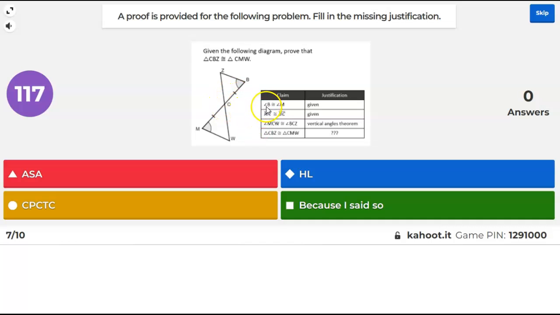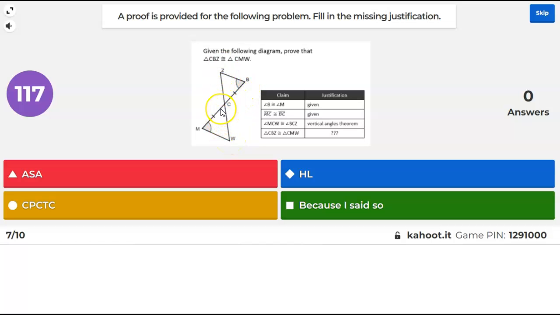Okay, first that says angle B and angle M are congruent, so those are marked, and that's given. All right, makes sense. Second step is line segment MC is congruent to line segment BC. MC right here is marked with 1 tick, BC is marked with 1 tick, so that's also given. Easy enough. And then it says angle MCW, this one, is congruent to BCZ, this one right here.